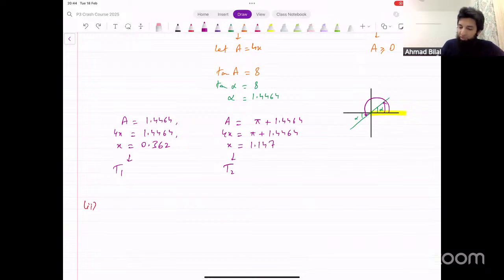The first stationary point was this 0.362. And then the second one was 1.147. How do we get to the next one after that? The next one would be that you go one full circle and then come back to this point, right? One full circle and come back to this point. That will be the next value. What about the next one after that? One full circle and come back to this point. That will be T4. And you continue like this to find the next and next and next stationary points.